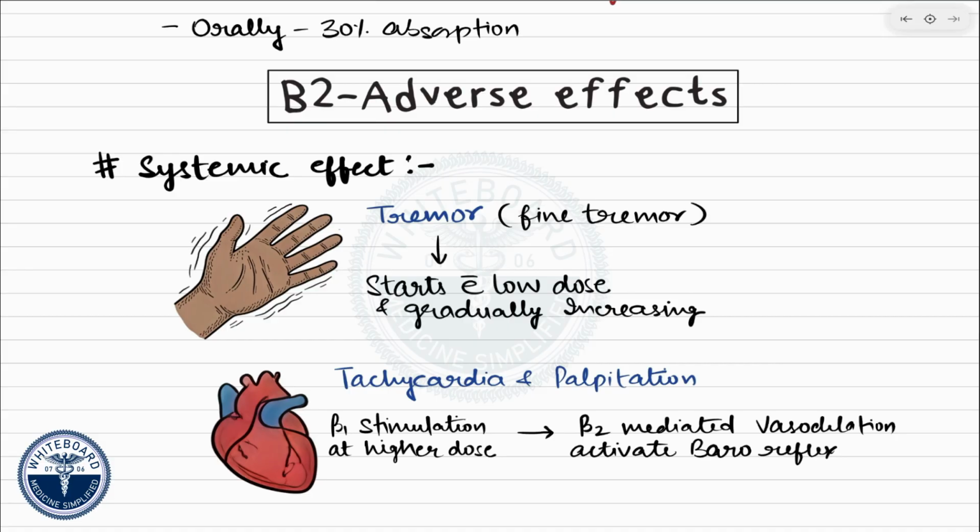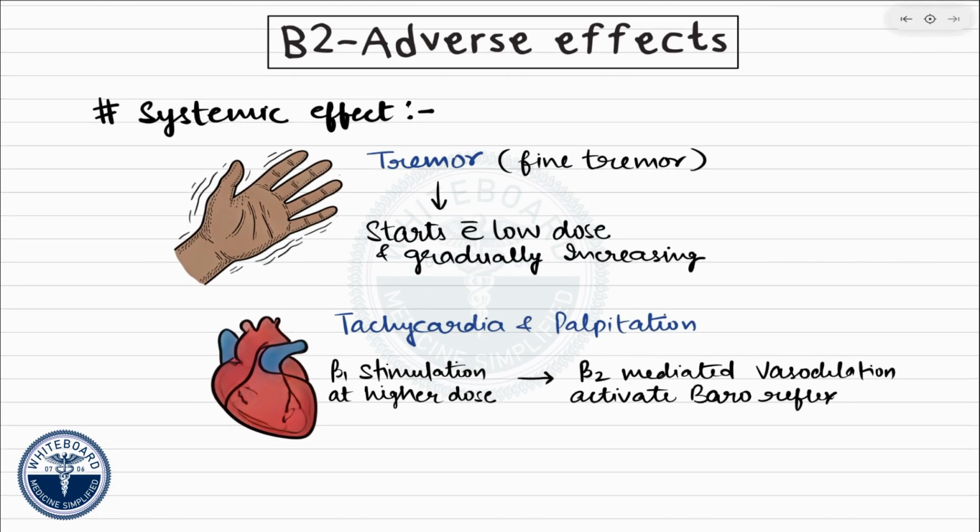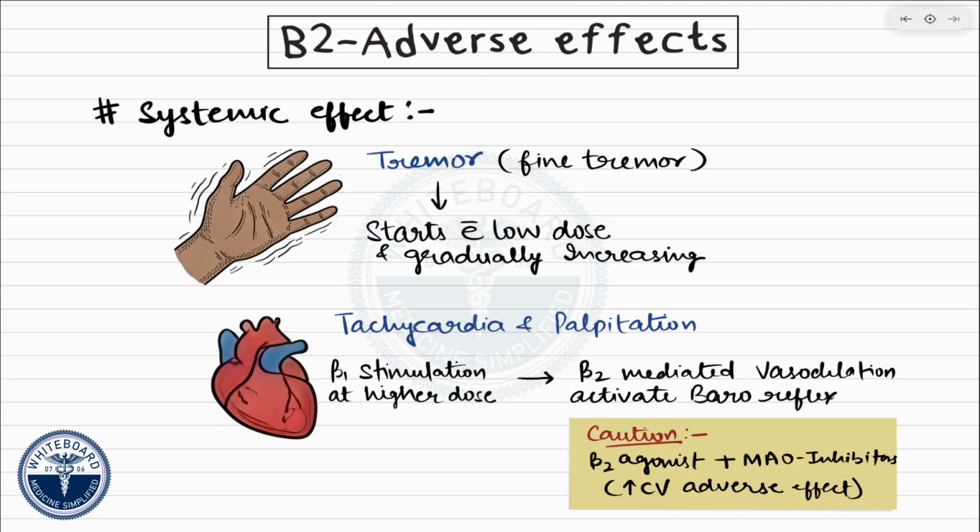While serious arrhythmias or myocardial ischemia are uncommon in healthy individuals, patients with coronary artery disease or pre-existing cardiac arrhythmias are at a much higher risk. So, caution is also advised when beta-2 agonists are used in patients taking monoamine oxidase inhibitors or other sympathomimetic drugs, as cardiovascular adverse effects may be enhanced.